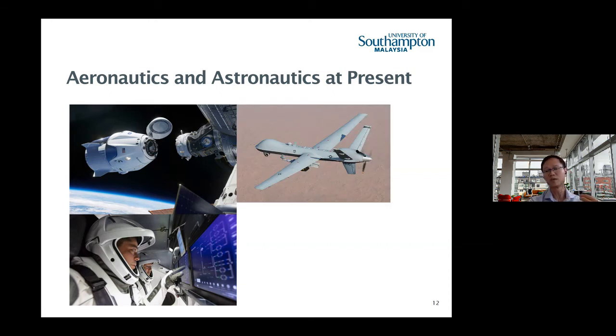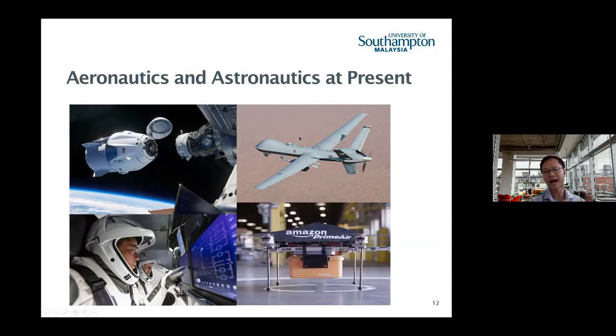What about aeronautical engineers? What are they going to be involved in going forward? At present, you know that there are drones. So these are unmanned aerial vehicles. You don't have a pilot, and this is being operated by a pilot which is actually on the ground. So there's no pilot in the plane itself.